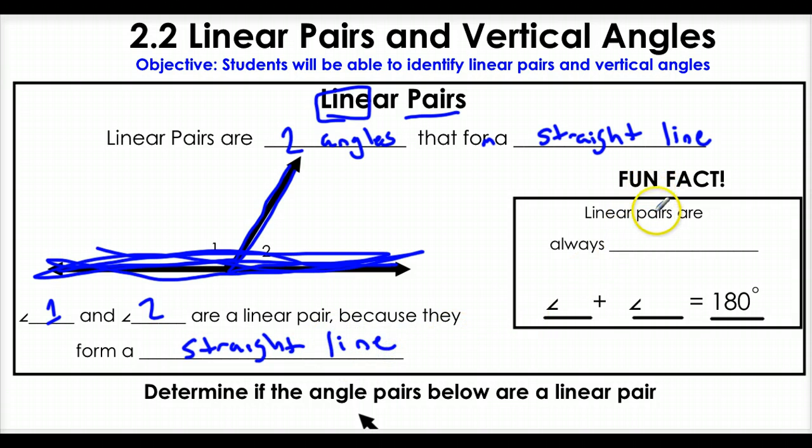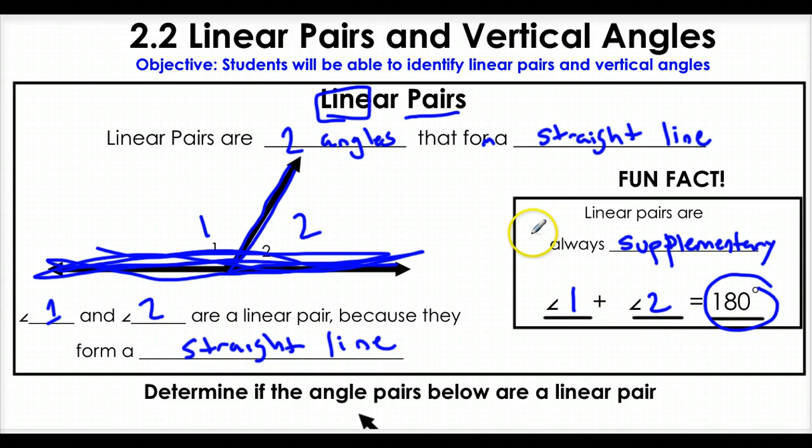Now here's a fun fact about linear pairs. As you know, lines are 180 degrees. We learned about that. So these two angles, if you add them together, are always going to be supplementary. And going back to the last lesson, you should know supplementary angles are angles that add up to 180. And that makes sense. If I add up this angle and this angle, they form a line, and so they add up to 180 degrees.